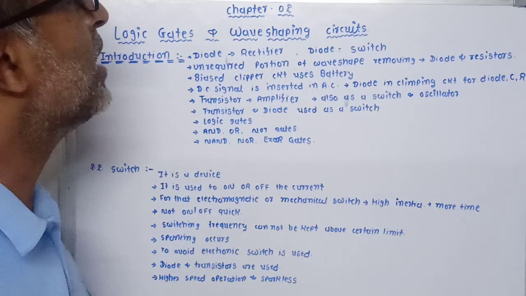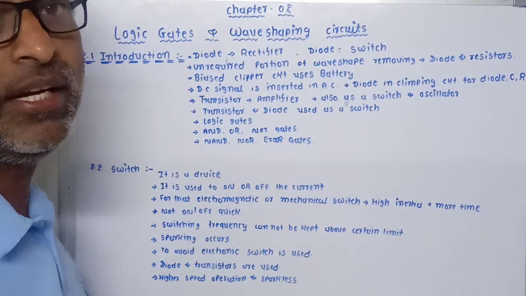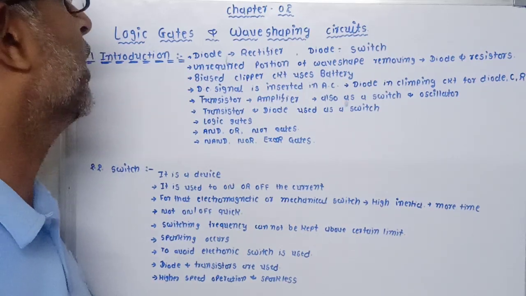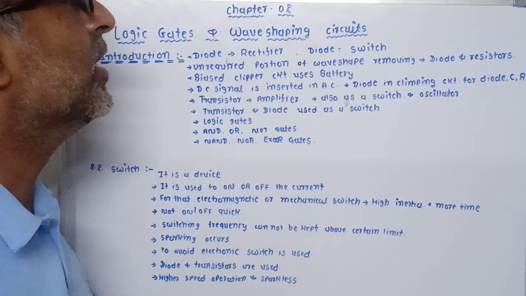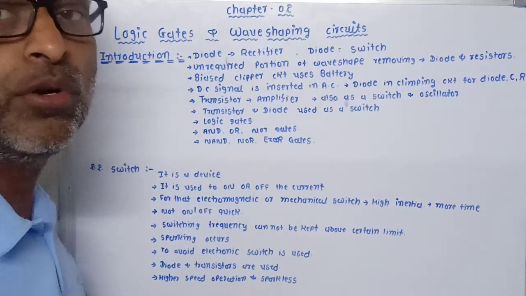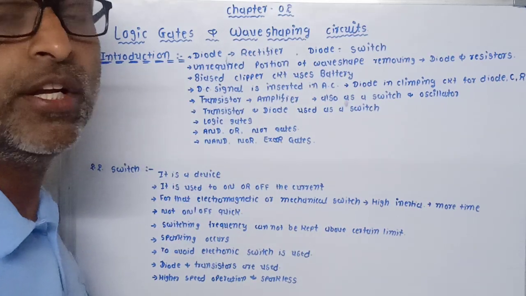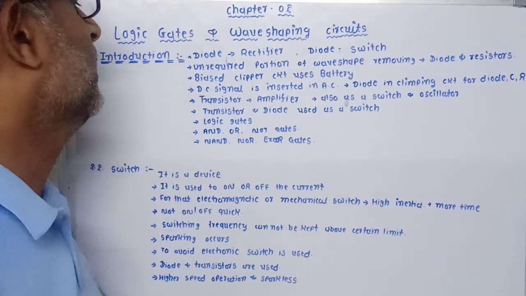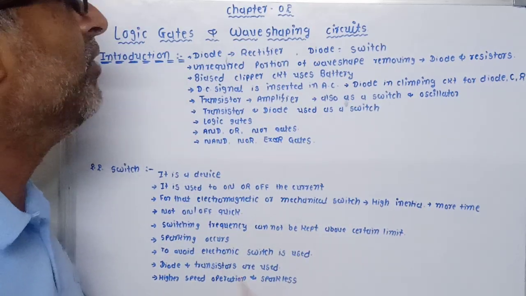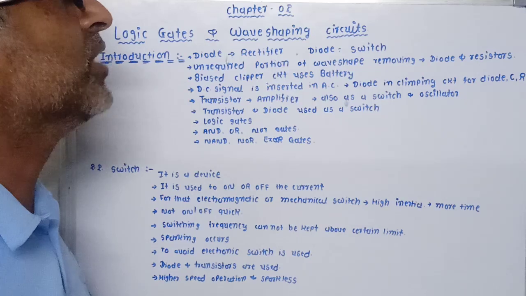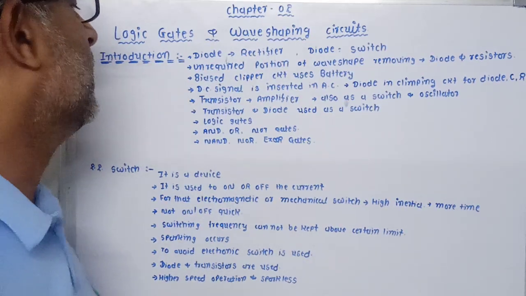But sometimes this diode is also used as a switch, clipping circuit and clamping circuit. The unrequired portion of the wave shape is removed by using diodes and resistors. And a bias clipper circuit uses a battery. Now a DC signal is inserted into an AC signal with the help of a diode in a clamping circuit. For that, a diode, capacitor and resistors are required.